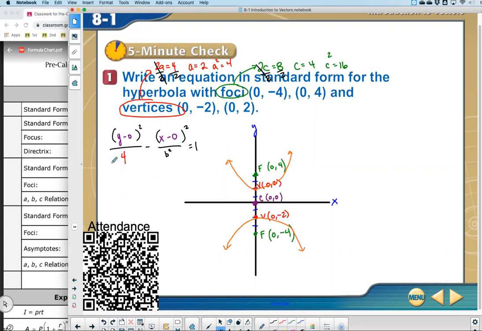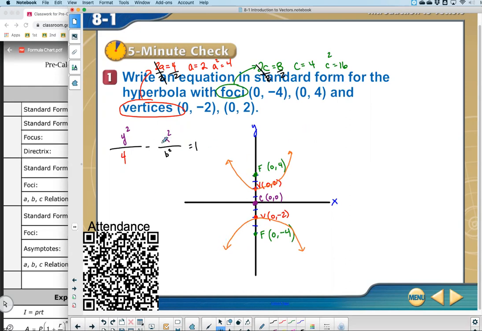So the last thing to complete this formula, well, I shouldn't say last, I should simplify this. y minus 0 is y, so y minus 0 quantity squared is just y squared. Same over here, x minus 0 is x, so x minus 0 quantity squared is just x squared. Let's do that, that makes it look better.